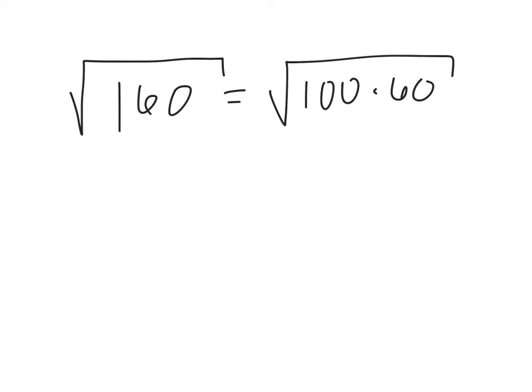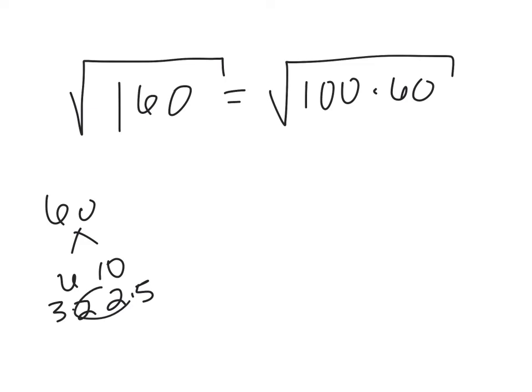And 60, let's see, 6 times 10. So this is what I'm thinking with 60. This times 10, and this is 3 times 2, and this is 2 times 5. Oh, so 4 times 15, that's a perfect square. I think I said 16. I meant 15. Okay, and then that's all my perfect squares.